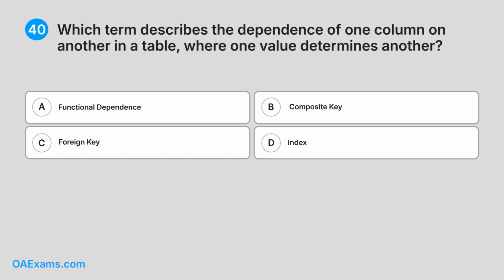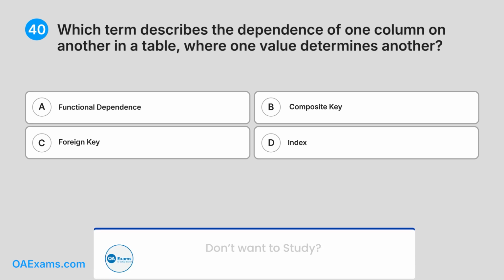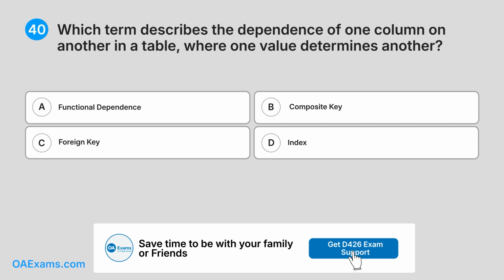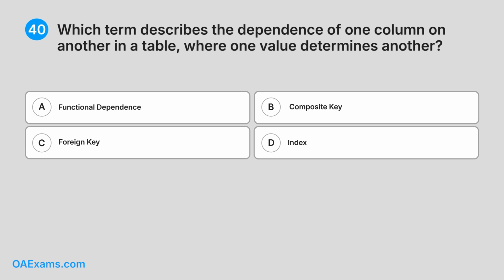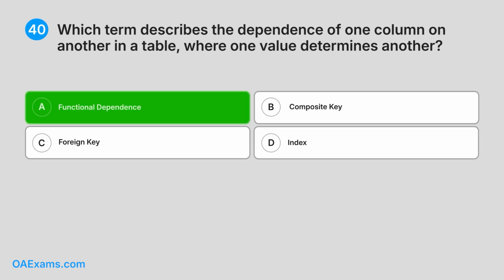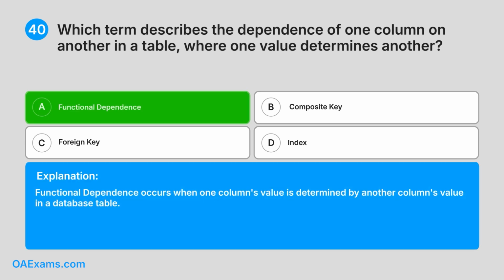40. Which term describes the dependence of one column on another in a table, where one value determines another? A. Functional dependence. B. Composite key. C. Foreign key. D. Index. What do you think is the answer? Correct answer. A. Functional dependence. Explanation. Functional dependence occurs when one column's value is determined by another column's value in a database table.